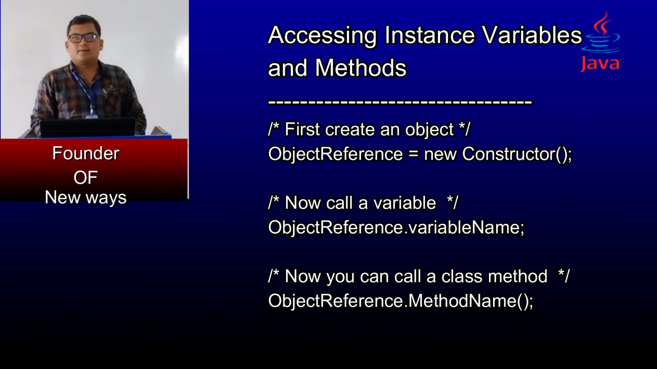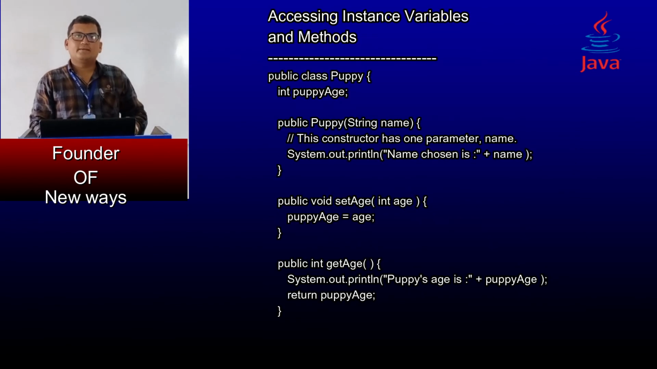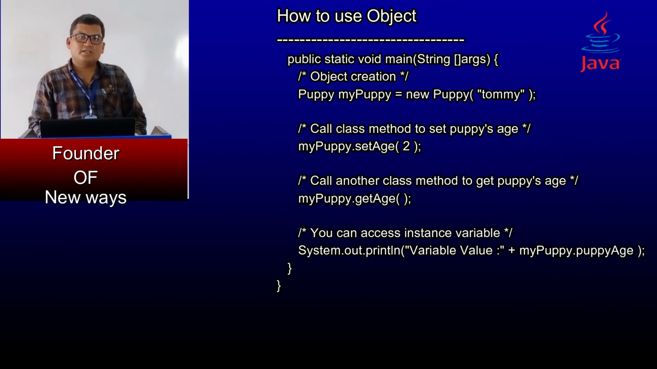You can see here in the example, there is a class Puppy and a variable puppyAge. Next line is a constructor. This constructor has one parameter, name, and next is a method setAge. After that, a second method is also declared, getAge. Then in the main function we first create an object, then call a class method to set the puppy age, then call another class method to get the puppy age.